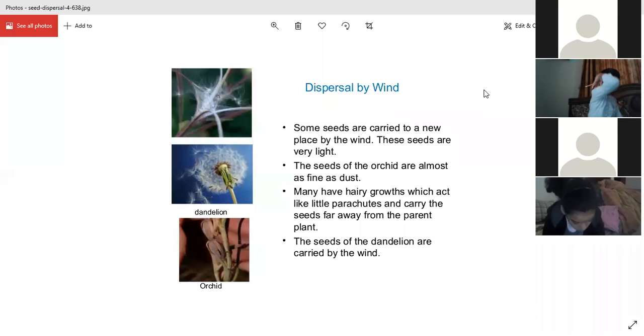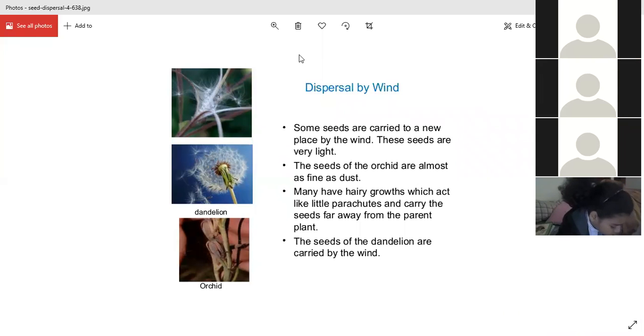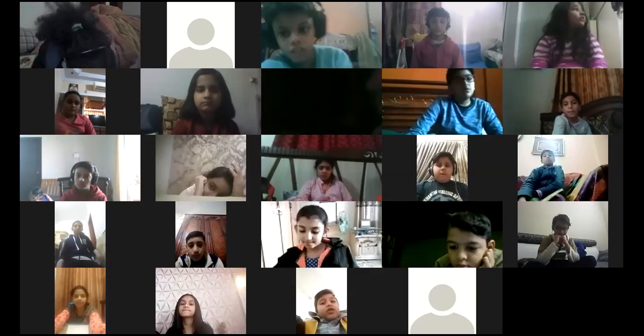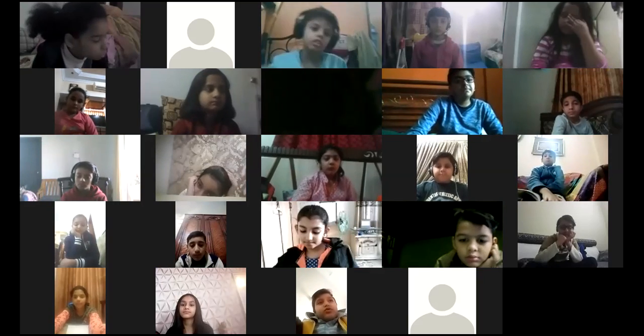Now 3 is many have hairy growths which act like parachutes and carry the seeds far away from the parent plant. The seeds of the dandelion are carried by the winds. Again, they are saying the same thing, that as the seeds and as the petals of these plants are extremely light, so they can be carried from one place to another by wind. All right. I hope it is clear to everyone.